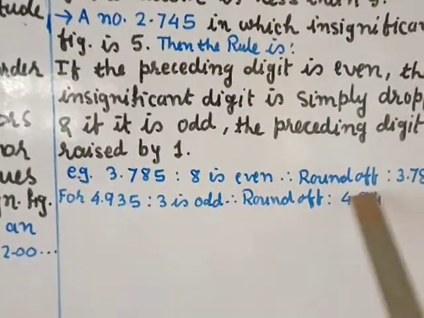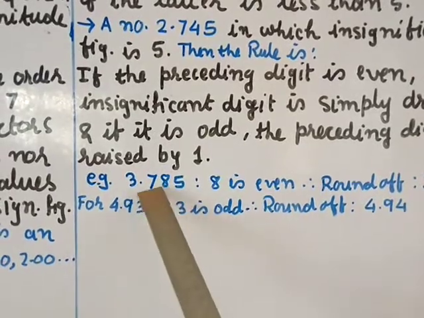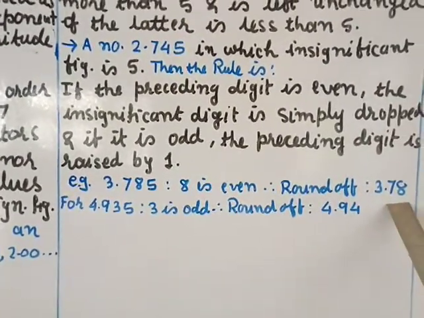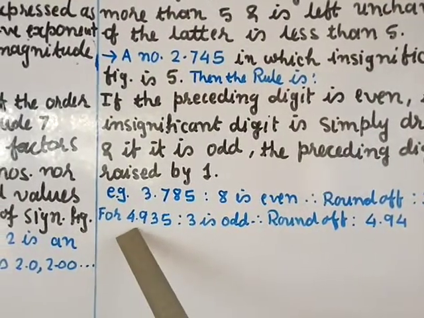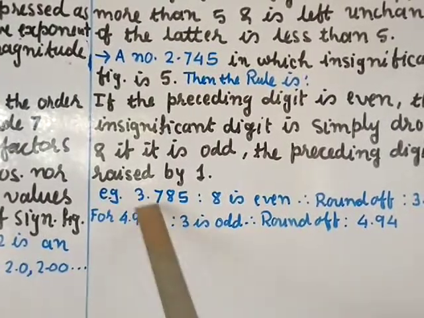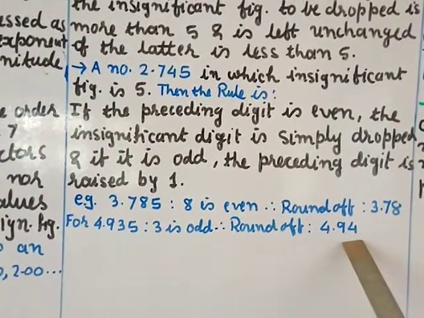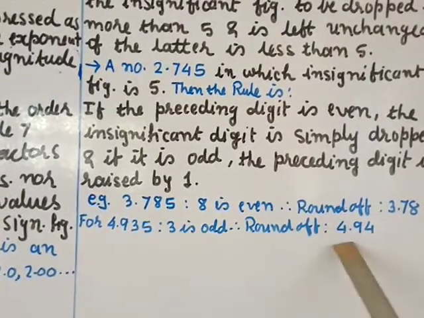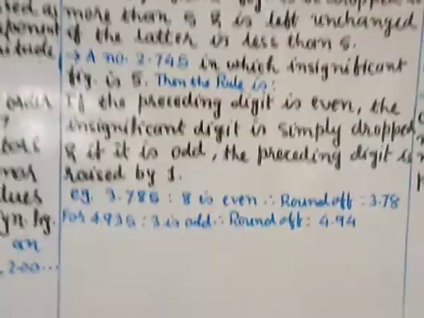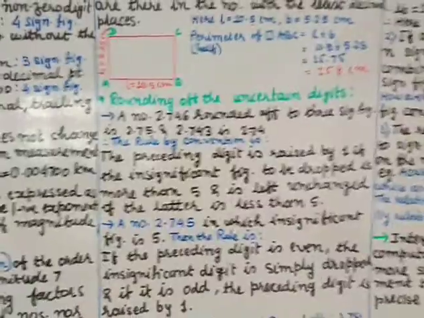See the example I have taken here, 3.785. I want to round off the 5. Now 8 is even, so you round off by just dropping 5, so 3.78. And in another example, 4.935, this 5 is there but 3 is odd, that means you have to raise this 3 by 1, so the round off will be 4.94. I mean 5 is rounded off and 3 becomes 4. So that is the round off for the uncertain digits.